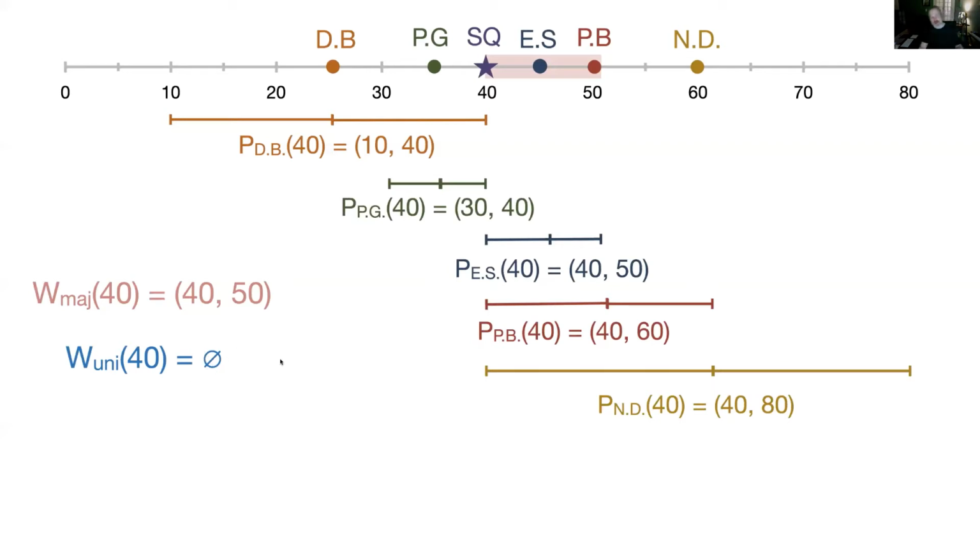One thing I'll caution you on: when you're writing the majority rule win set, don't say the majority rule win set is Elliott Smith's preferred-to set. Write it out that it's 40 to 50. It's often the case that it corresponds, but it's not always the case. So you don't want to rely on writing it that way. You just want to write the set out like this.